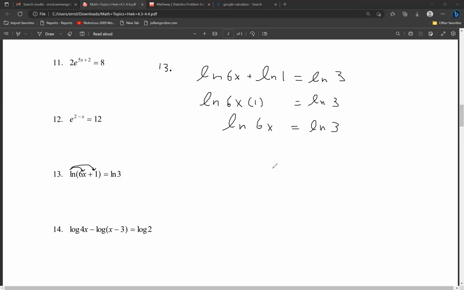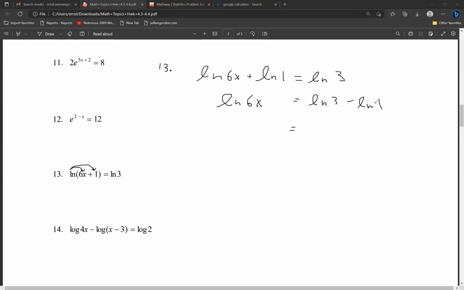So what we could do is ln 6x plus ln 1. Or actually, no, let's back up. Let's go back to this step. Oh, my bad. This is what I did wrong. We're going to take the ln 1 to the other side. So we're going to go ln 6x equals ln 3 minus ln 1.